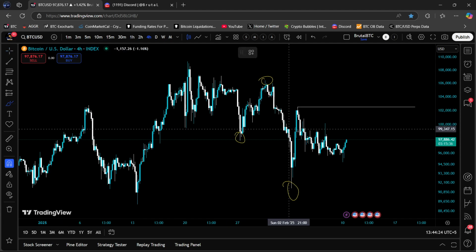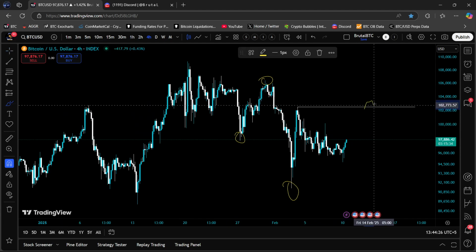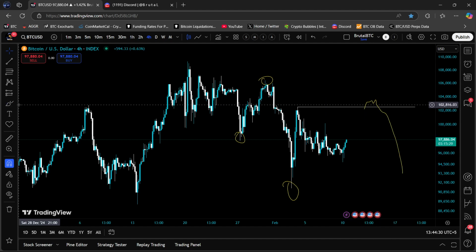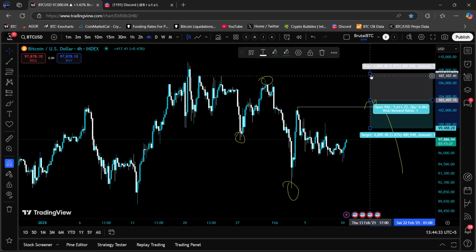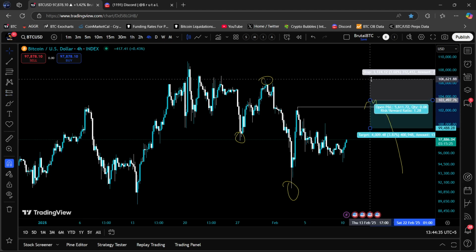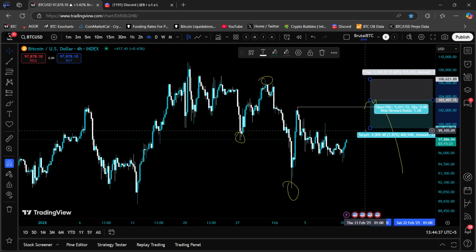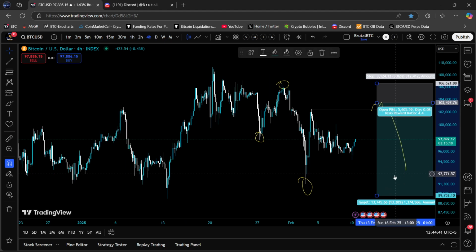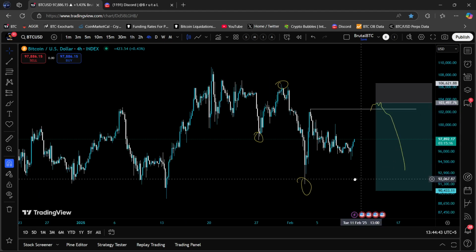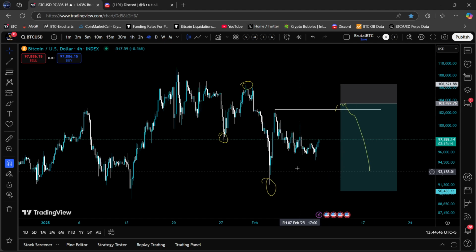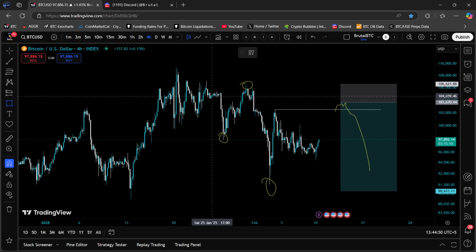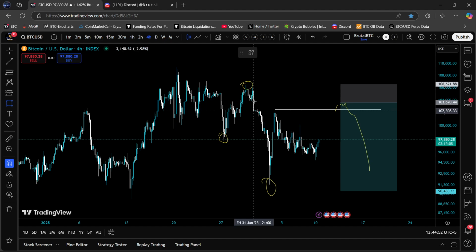So I'll be looking to short if the price on the lower time frame goes to 103, 102, and looking to short over here. My stop loss would be a 4 hour closure above this level, looking for around the 90s. So this is the short setup you guys can actually get into. Here's our FVG, but that's just slightly filled.